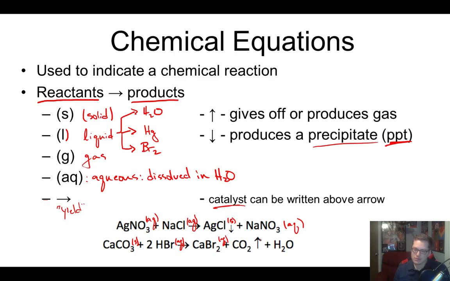Now, this up arrow says that it produces a gas, right? So this CO2, we'll add in this gas symbol right here. And this is water. Water can never be aqueous, so it has to be a liquid. All right, so that's how you would use some of those symbols.